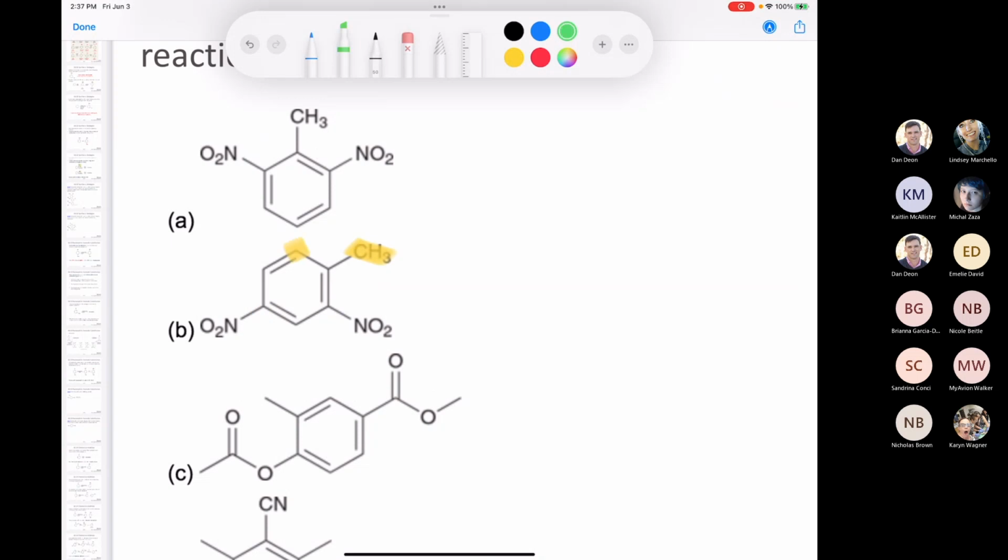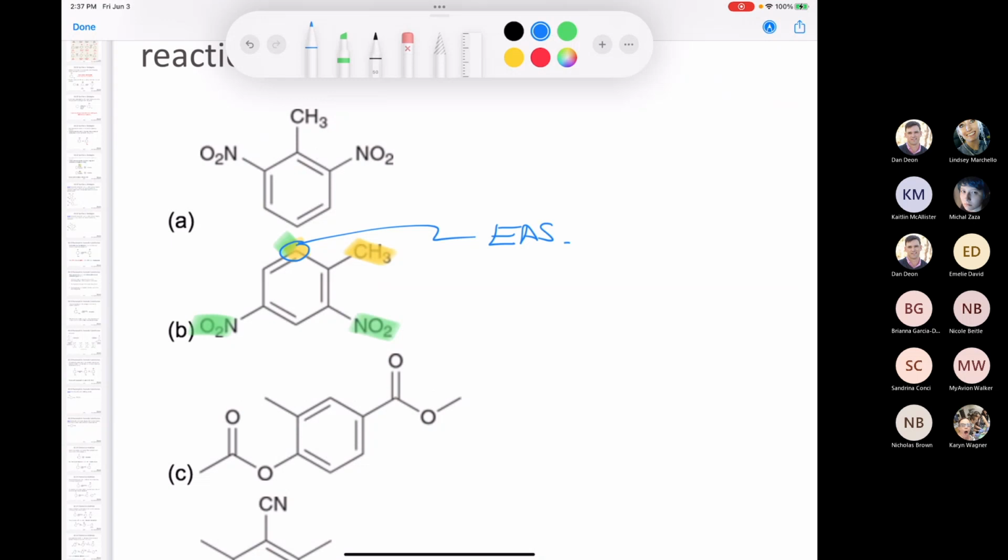And then we have the two nitro groups. Both of those are strong deactivators, but they both direct to the meta position. And the only meta position that's open is here. And thus, both of these groups are going to direct to this position. So this is where electrophilic aromatic substitution is going to occur. Let's move on to the next one.